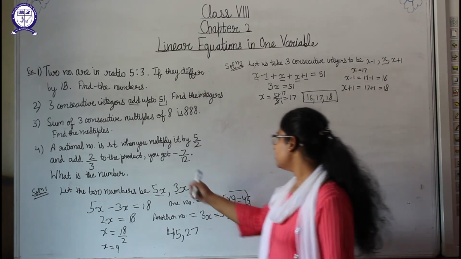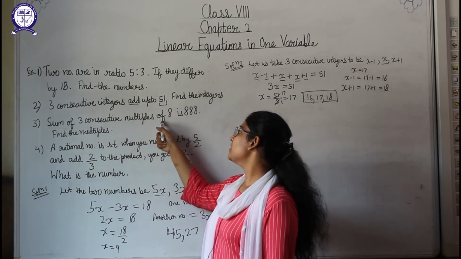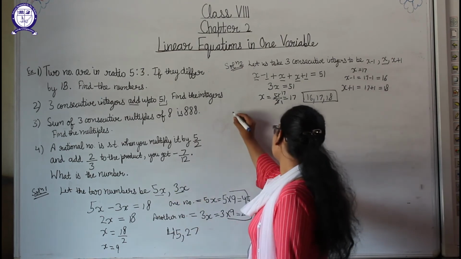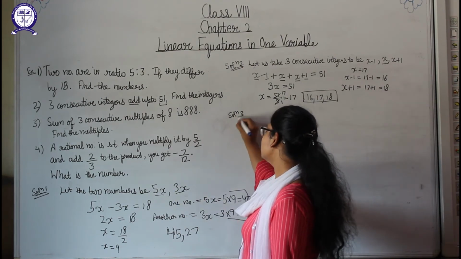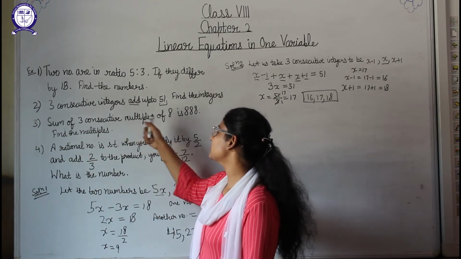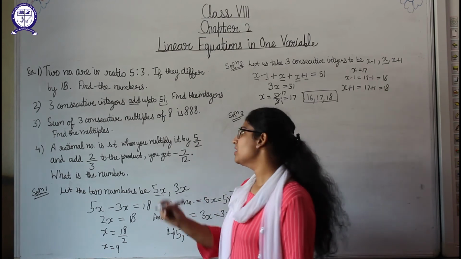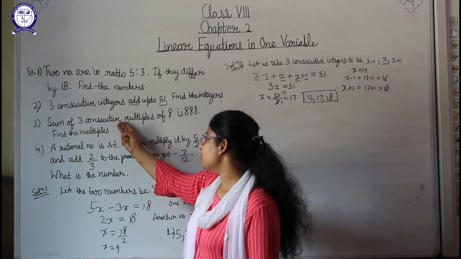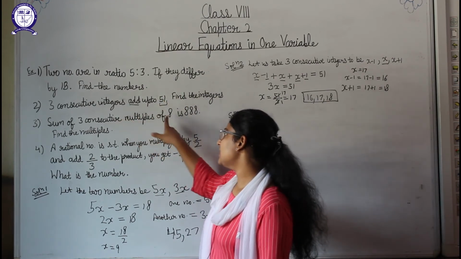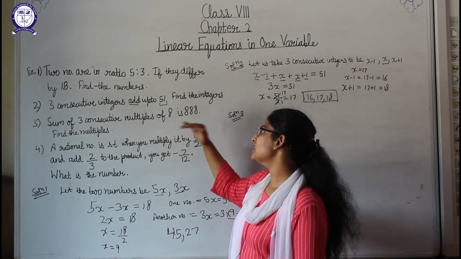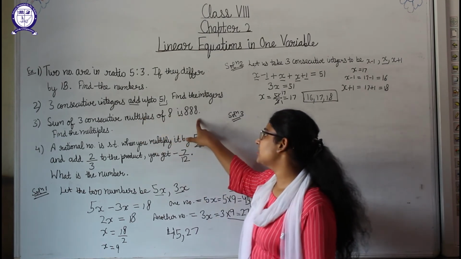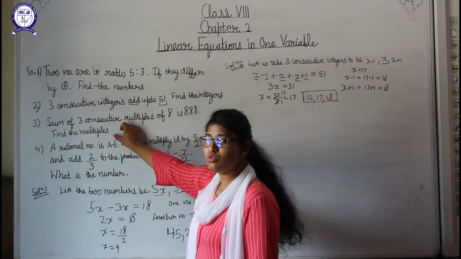Okay. Now the third one is: the sum of 3 consecutive multiples of 8 is 888. Find the multiples. Here sum means we have to add 3 consecutive multiples of 8. Multiples of 8 means whatever the 3 multiples are, they can be divided easily by 8, or we can say that they come in the table of 8. If we add them, we are getting 888. So we have to find those multiples.